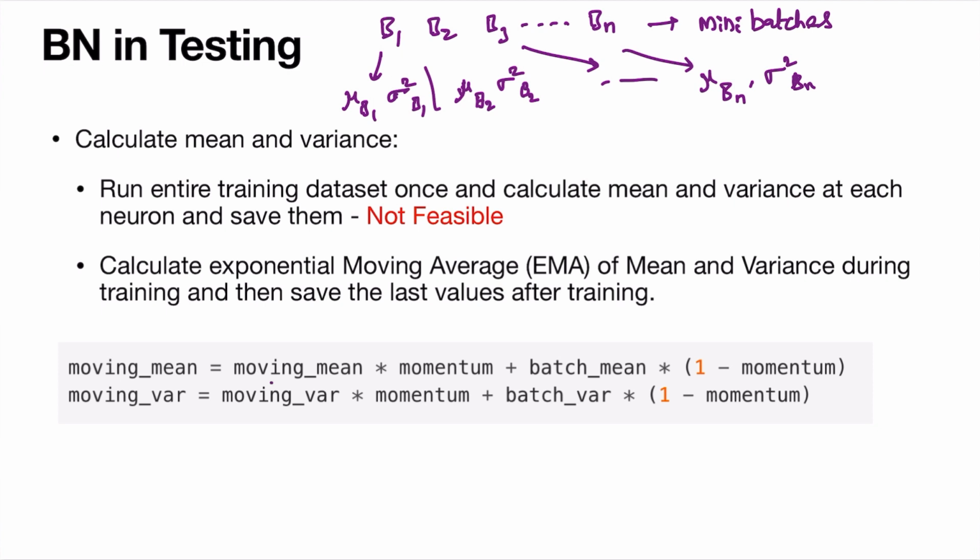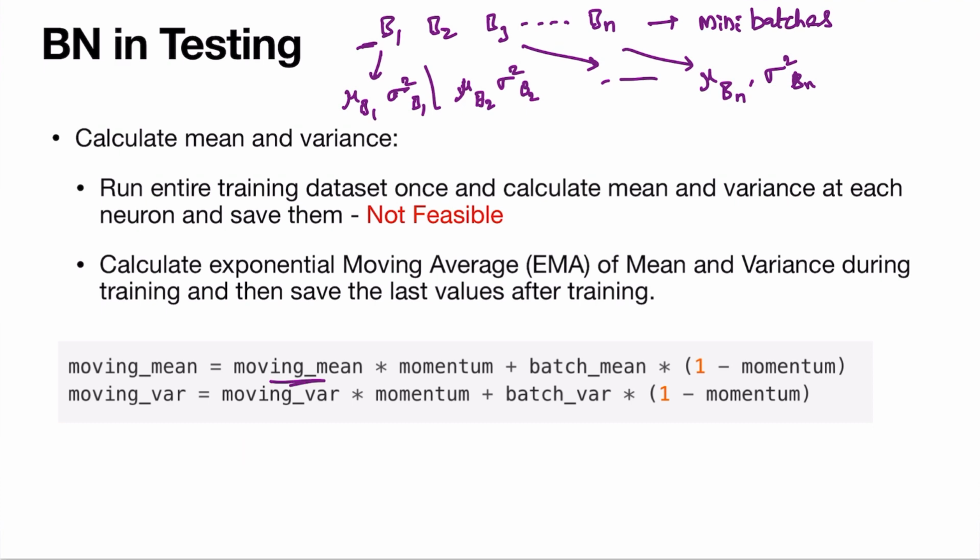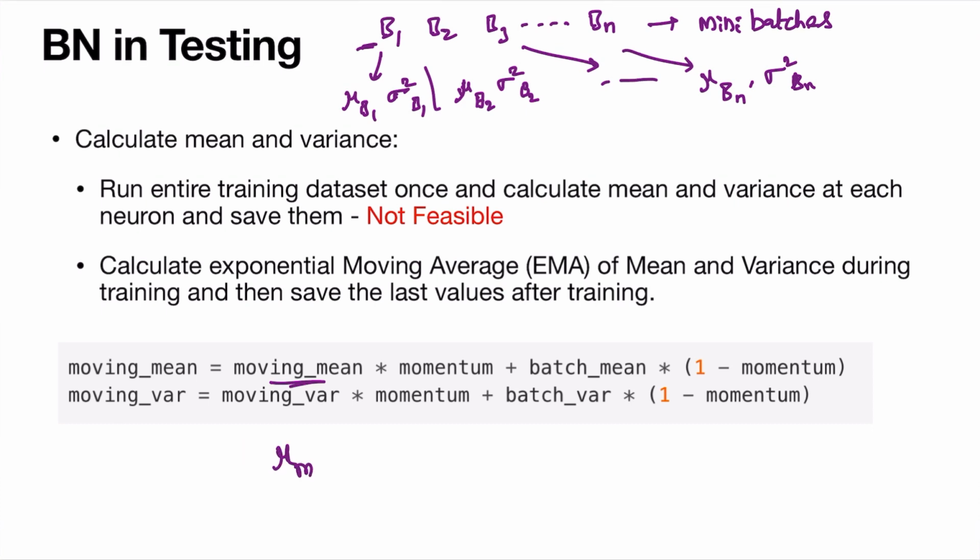Now what does it mean by moving mean? For the first iteration, for the first batch, let me represent the moving mean by m. This moving mean is equal to mu of B1, in the first place. In the same way, the moving variance is equal to sigma square of batch 1. This is in the first batch. After that, from the second batch, it follows this formula.